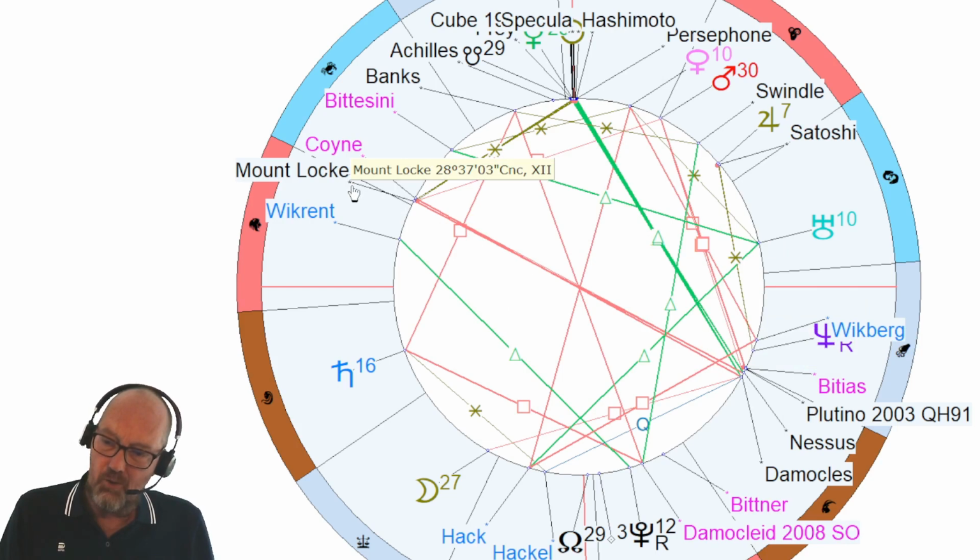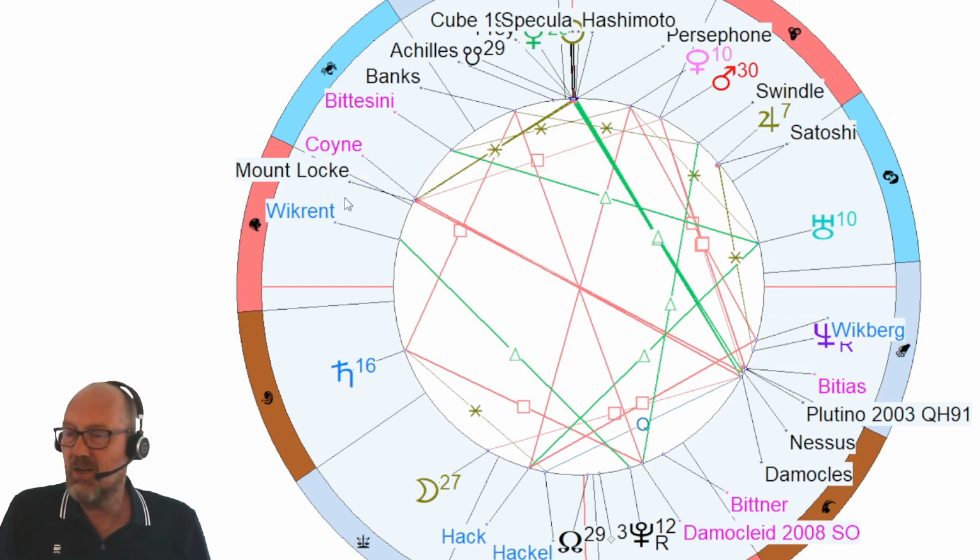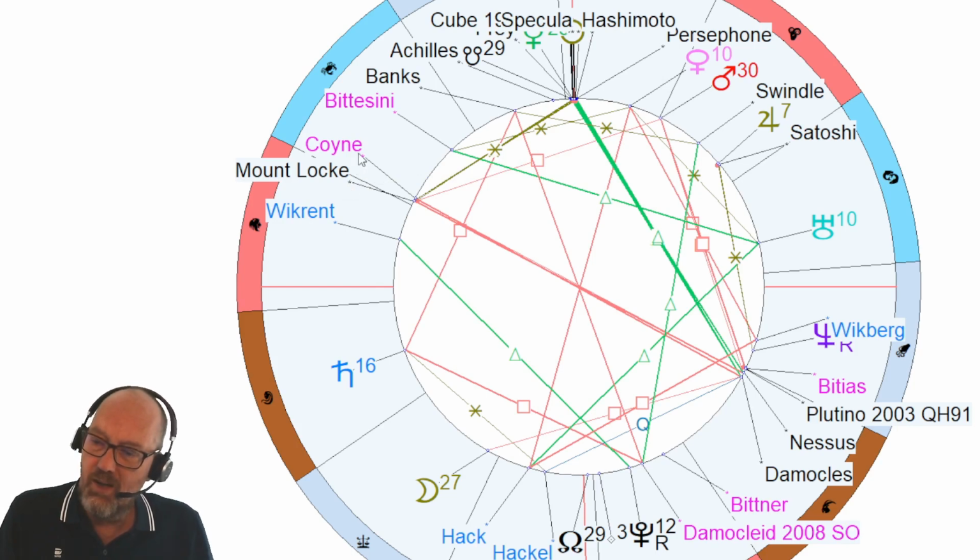And it goes on because there is this axis here, axis with Mt. Lock. Now, what could that signify? Mt. Gox, maybe? You never know. Coin is a conjunction here, and also we have a square from Bitias to Mars, which is also important.